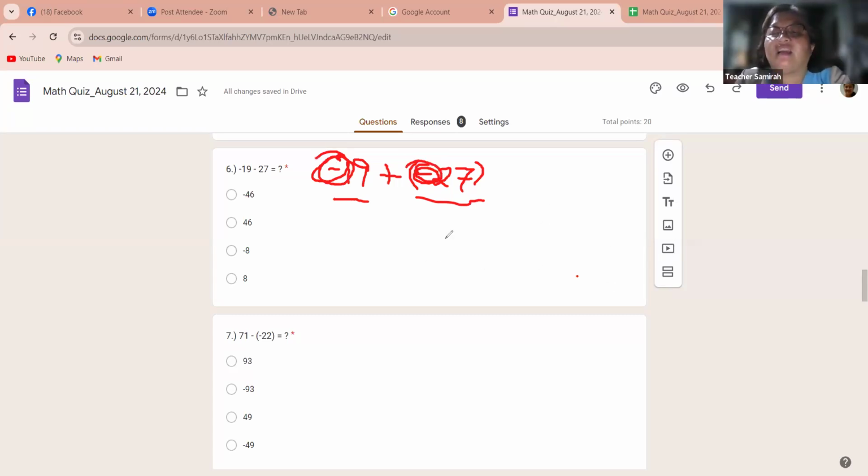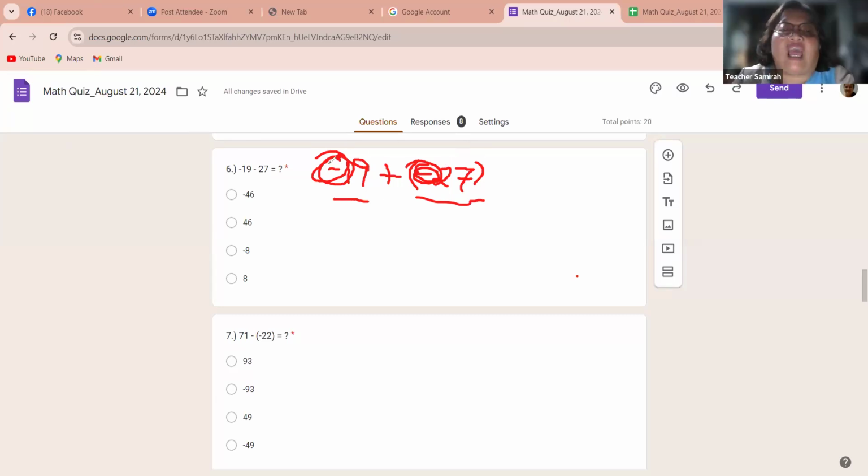Can you see the sign? What is the sign of 19? Positive or negative? Hello? By the way, can you hear me? Yes. Okay, Inda. What is the sign of 19? Negative. What is the sign of 27?